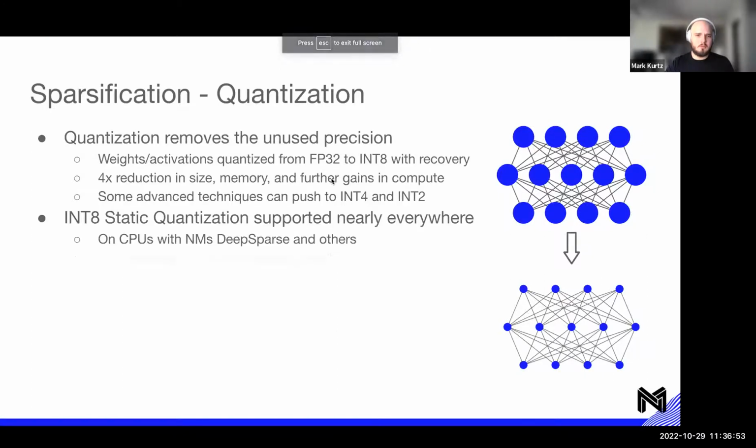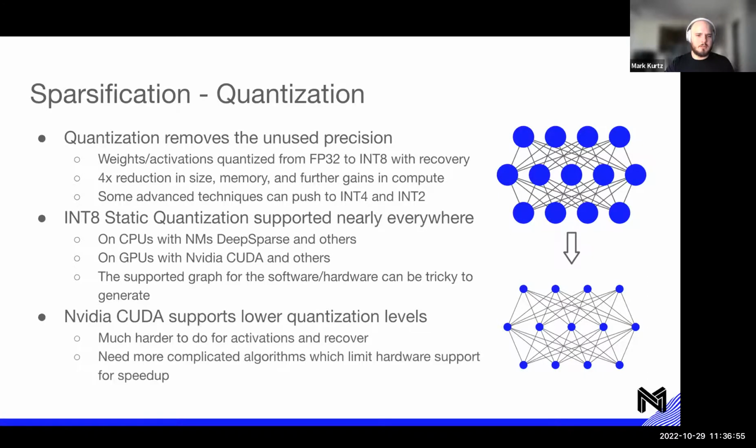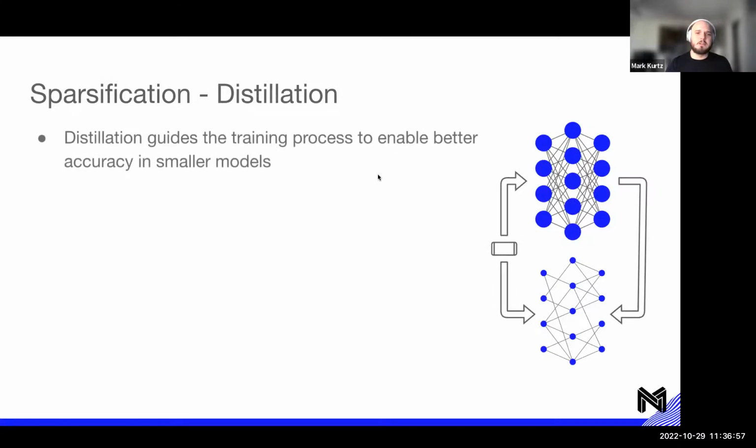All right, great. So we ran through quantization for hardware support, and then distillation, which we talked over yesterday. Distillation guides the training process to enable better accuracy in smaller models. So this means that a teacher network, this bigger network here, is going to be used to generate the correct outputs for the student to learn from.